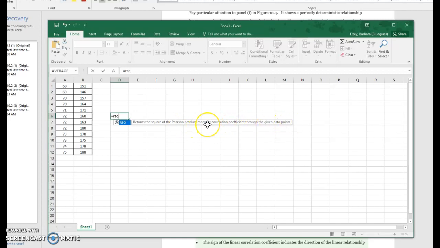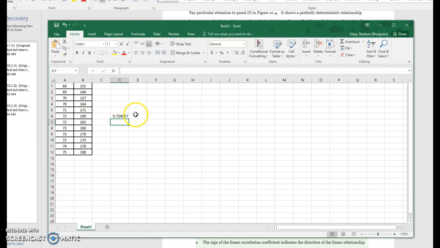You'll notice that it's calling for the y's first. So my y values are actually here in the B column. So I'm going to tell it B1 to B12 is where the last one is, and a comma. And now I want to tell it the x's, which is in the A column. So A1 to A12, and hit equal. Now, this is the square of what I need.